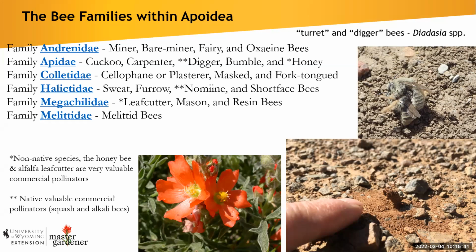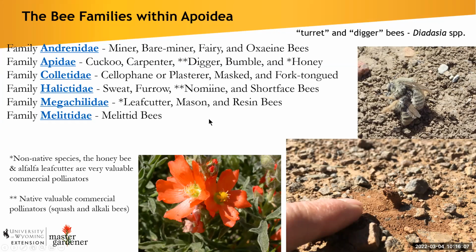Other bee families within Apoidea that are pretty common, and that would be occurring in areas of Wyoming that perhaps you'd be trying to restore, are andrenids and apids. And apids include cuckoo, carpenter, digger, bumble, and honeybees. Some of these are very big families. They have a lot of diversity within them.